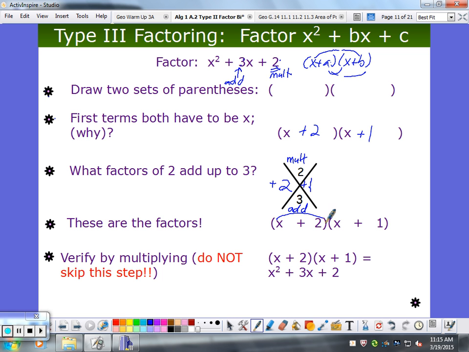So x times x is x squared. X times 1 is x. And 2 times x is 2x. You add them up to get 3x. Now the 2 times 1, that's that 2. I multiplied.